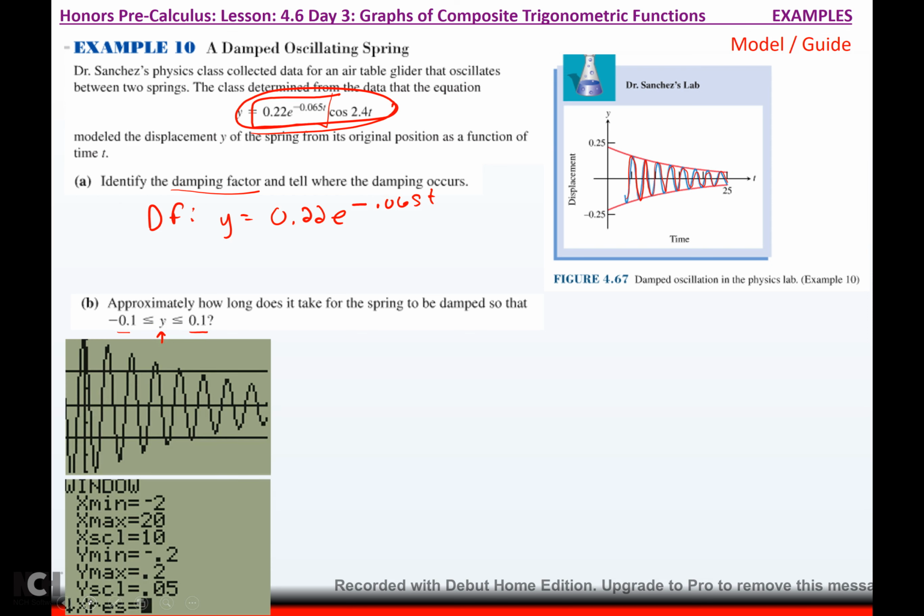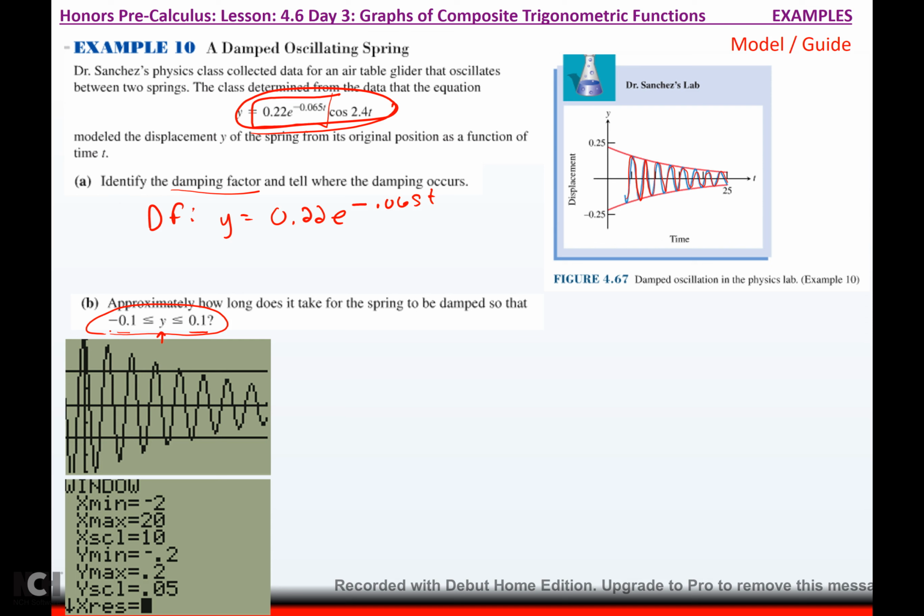So I'm going to graph that. I typed it in. My window, I went from negative 2 to 20 on x, counted by tens, and on the y, I went from negative 0.2 to positive 0.2, and I counted by 0.05s. Why did I go to negative 0.2 and positive 0.2? Well, I'm trying to figure out when it is between negative 0.1 and positive 0.1, so I need to see a little bit above and below that.